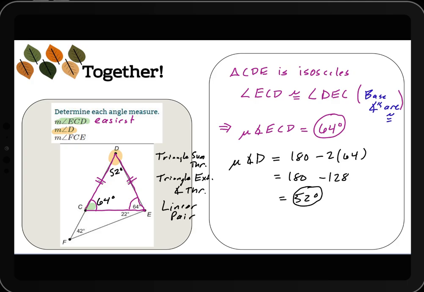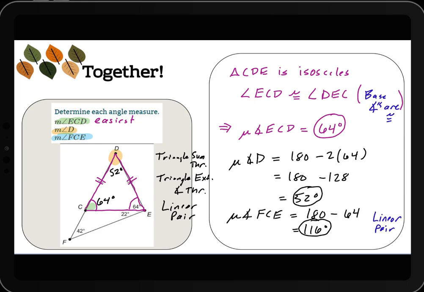Now, again, lots of different approaches can be made to find the final angle, the FCE, if you will, that we're looking for here. For me, I'm going to go ahead and utilize my understanding of a linear pair to find it. So the angle FCE, I recognize that it forms a linear pair with this angle. That means both these angles are supplementary to each other, so they add up to 180. So I could take 180 and subtract 64 degrees, and that's going to get me 116 degrees. So the reason I actually found this one in particular is because I was thinking of using a linear pair, right?